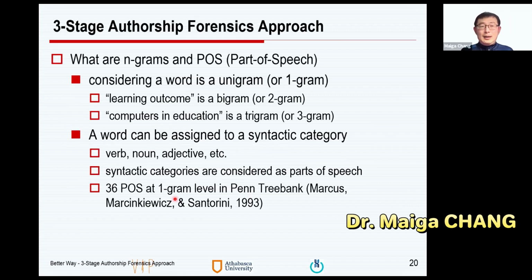So before we start talking about our three-stage authorship forensic approach, I need to make sure everyone is on the same page. There are two terms here. One is n-gram. N-gram, you can consider 1 gram. N is 1, that is 1 gram, or unigram, which is a word. And then if we are talking about n is 2, that is 2 gram or bigram, which means we have two words combined together. So like learning outcome is a bigram.